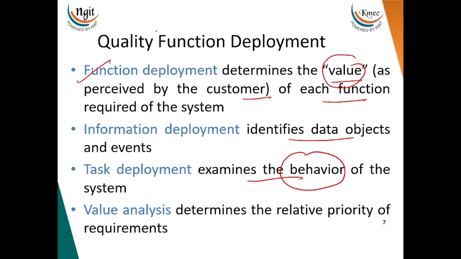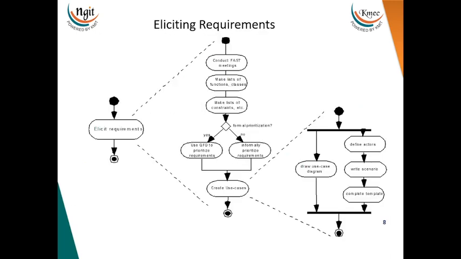So quality function deployment has four parts. That is functional development, which is the value for that one. Then information development, identify the data object and event. And task development: if I go for the data object and event, what will be the environment for that, how the environment changes, that we call behavior. And value analysis, determine the relative priority of the requirements. Then this is a diagram which is being shown here.